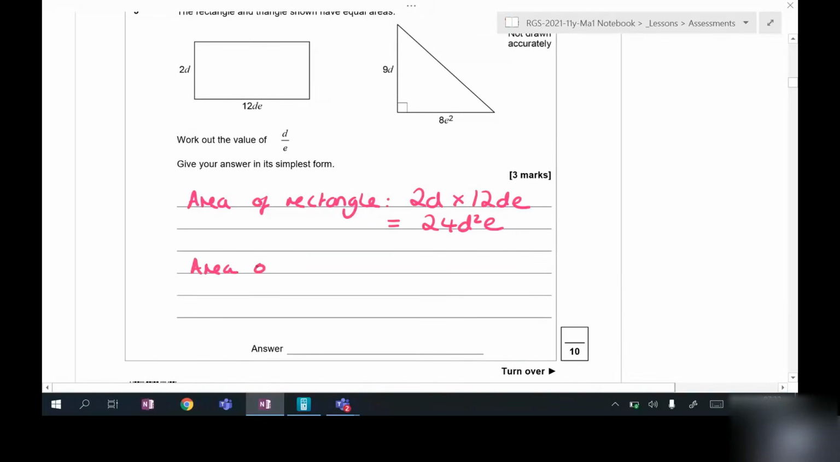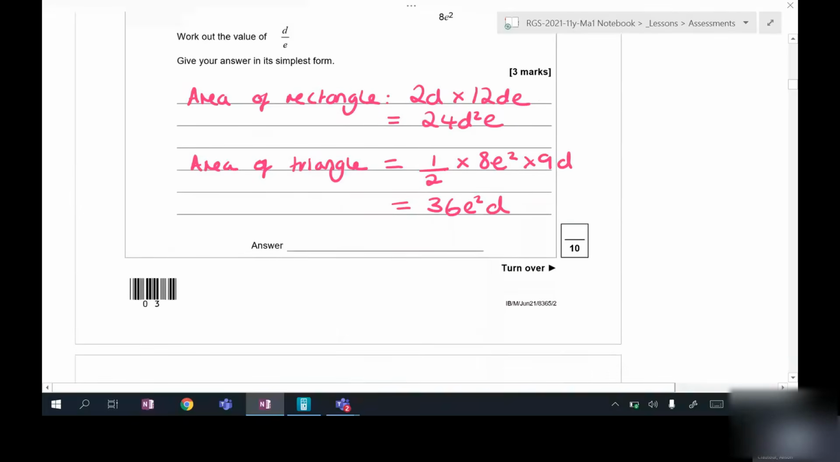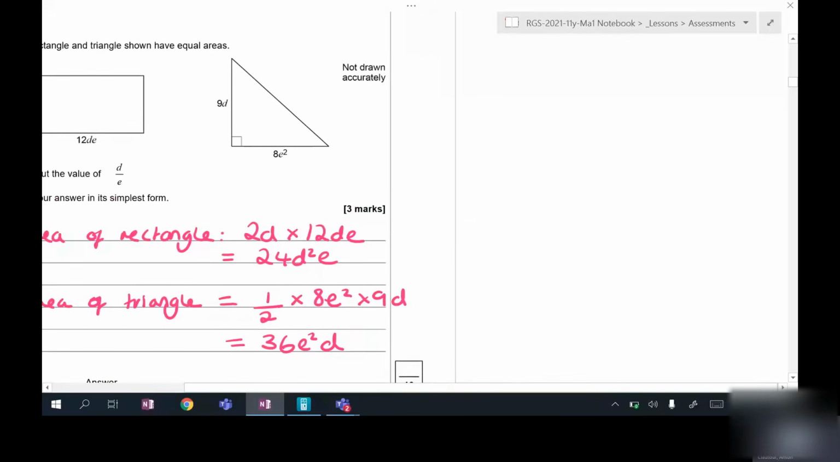For my area of my triangle, I've got half base times height, so half times 8e squared and 9d. So we've got 36e squared d. And then obviously we know these two things are equal. So 24d squared e is the same as 36e squared d.